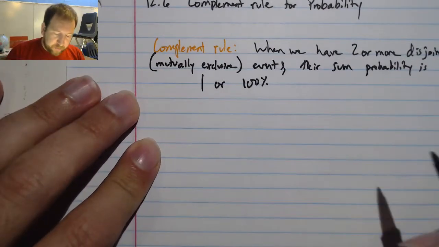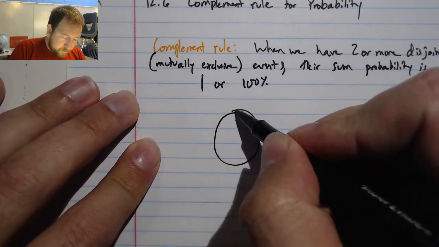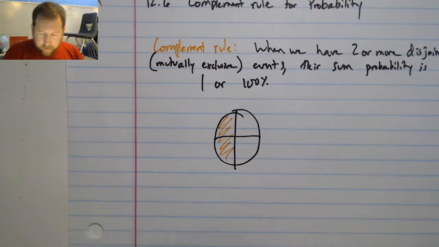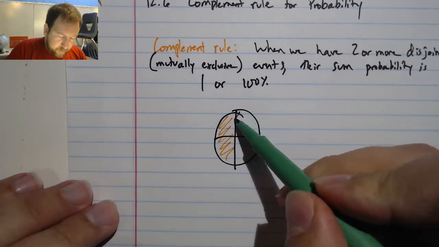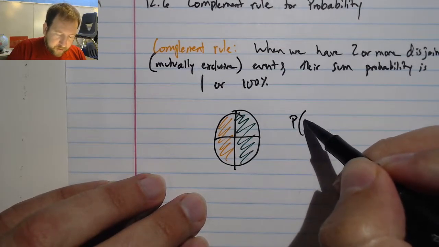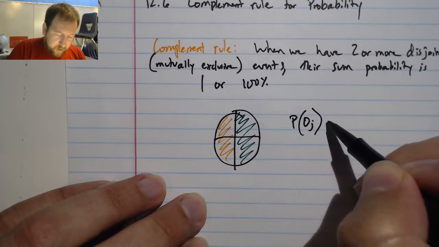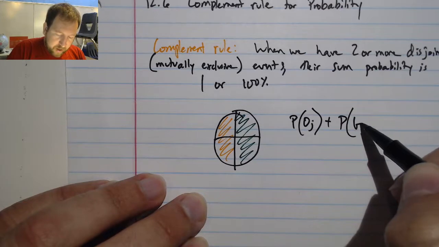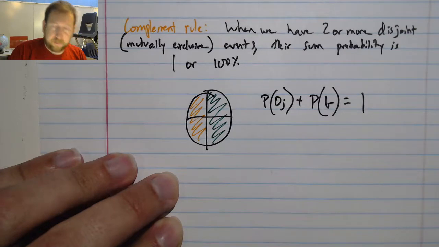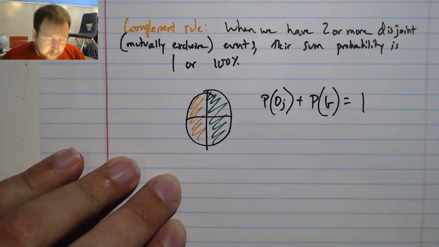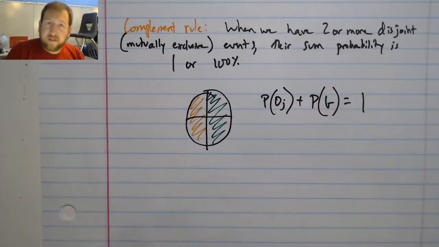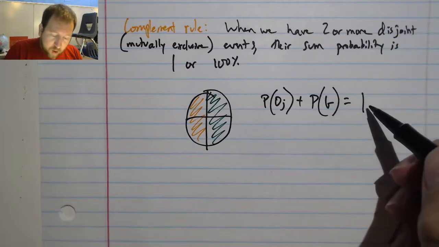Let me give you an example. If I have a spinner and I have an orange side over here and a green side over here, and I could ask, if I take the probability that it is orange plus the probability that it is green, I know that the total is going to be 1, because either it's orange or it's green. There's no other options that can happen. So I know that if these are the only options I can have, the sum must be 1 or 100%.